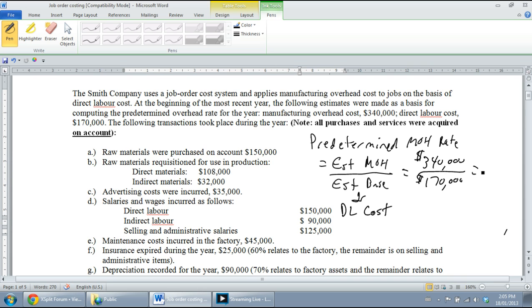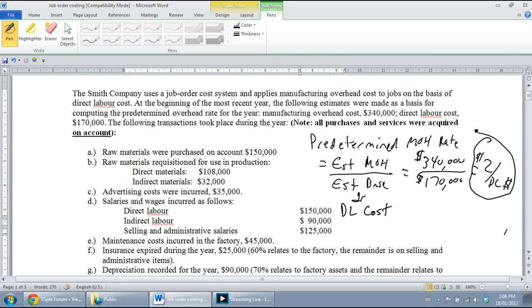And I can do this in my head. I get $2 per direct labor dollar. Now, what does that mean? This is our predetermined overhead rate, and it's going to come in handy in the question. This means for every dollar my company spends on direct labor, we estimate that we're going to spend $2 on overhead. In other words, for every direct labor dollar I spend, I'm going to apply $2 of overhead cost to the job.